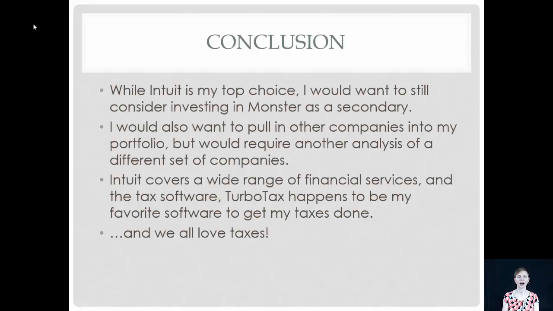So my conclusion, while Intuit is my top choice, and I absolutely go with that fully, I would actually still consider investing into Monster as my secondary. I still like them. I still like their ratios. I would just want to put more into it. I would also want to pull in other companies into my portfolio, but that would require another analysis of a different set of companies. I don't think I'd put anything into the rest of them besides Intuit and Monster. So I'd have to do maybe a totally different industry and figure out what I'd want to invest in, but do this exact same calculation and analysis to figure that out.